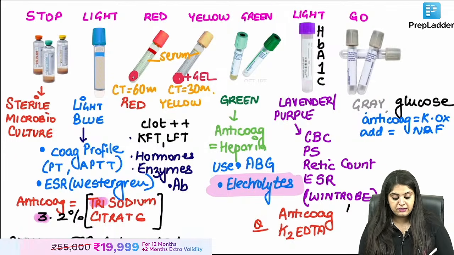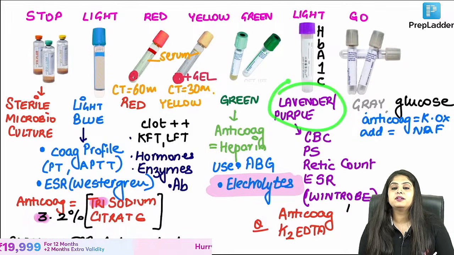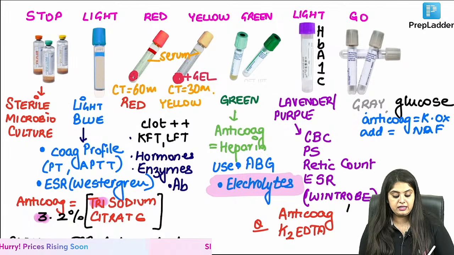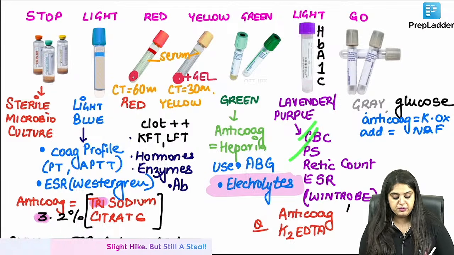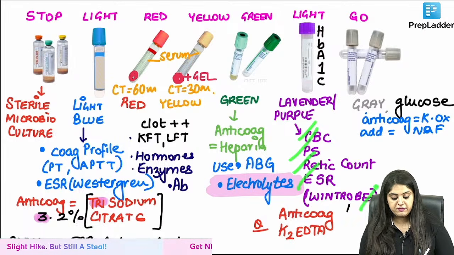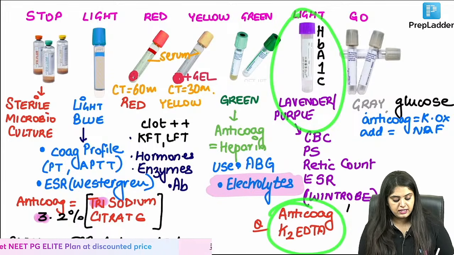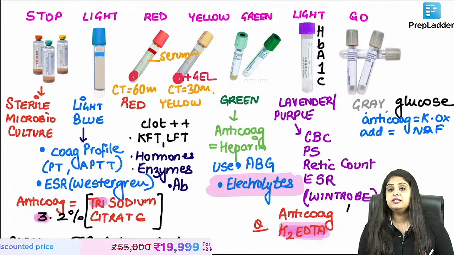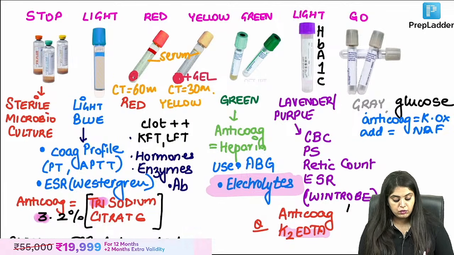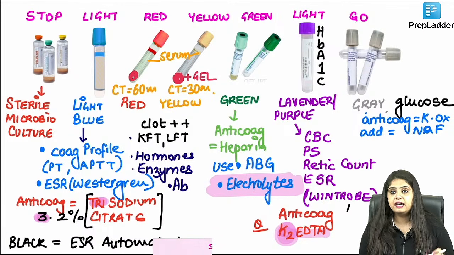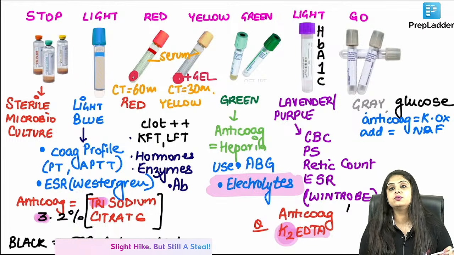Now we come to the next one. Coming to the bread and butter of a pathologist, that is the purple vacutainer. Any routine test you want to get done: complete blood count, peripheral smear, reticulocyte count, ESR by which method? By Wintrobe method. Everything goes over here, and which is the anticoagulant over here? It is EDTA. To be very precise, they will ask you, which EDTA? K2 EDTA. They will write Na2, lithium, etc. Be very certain: dipotassium EDTA, K2 EDTA.